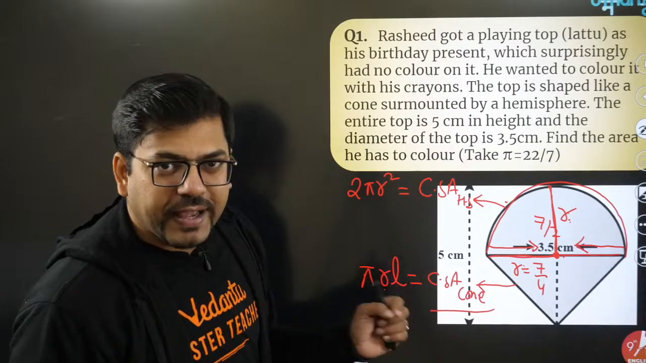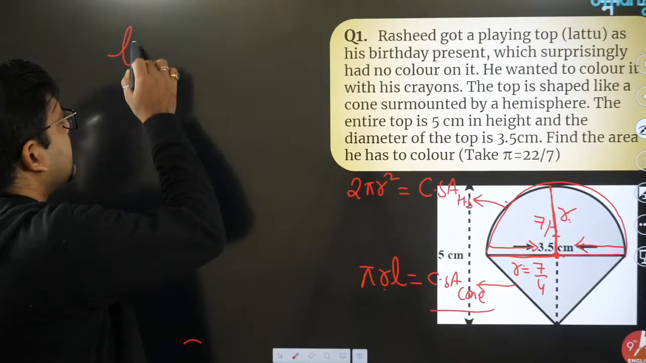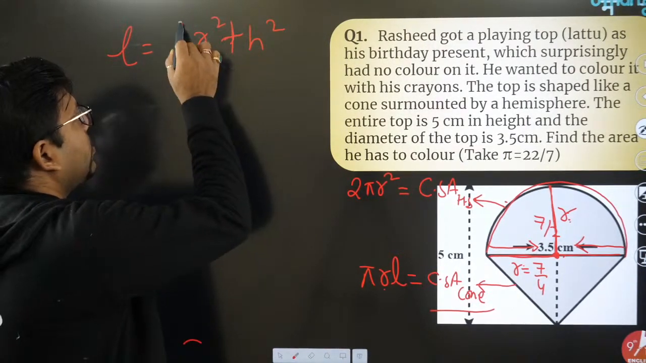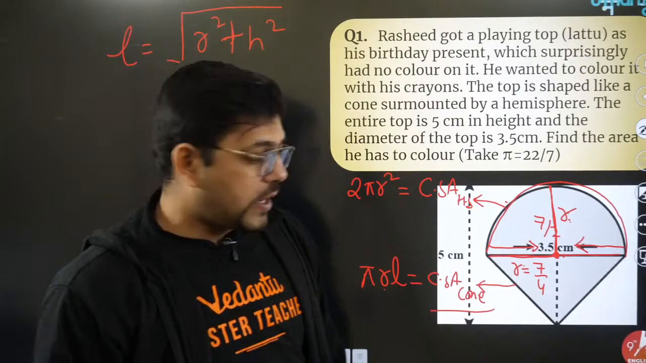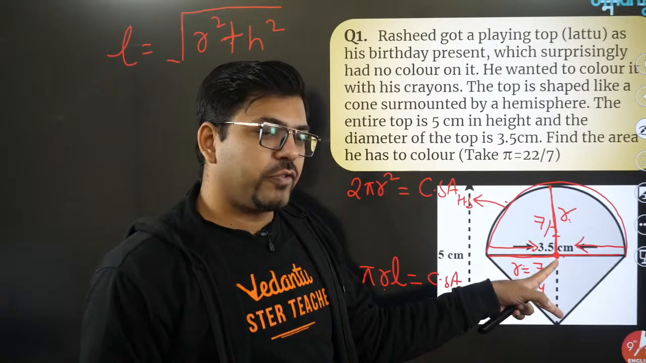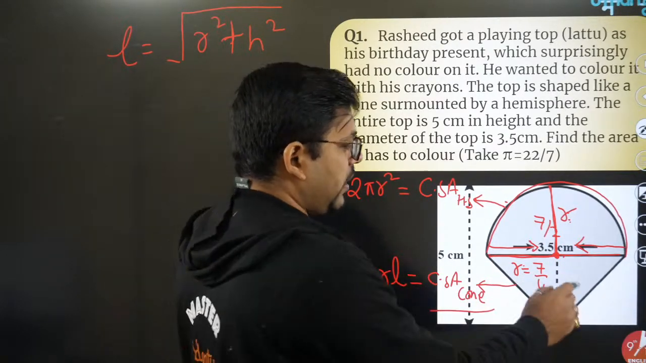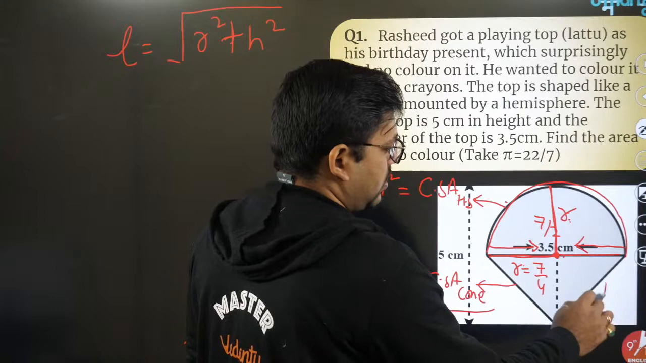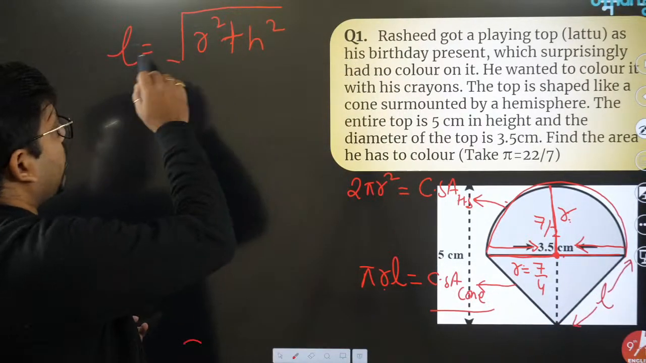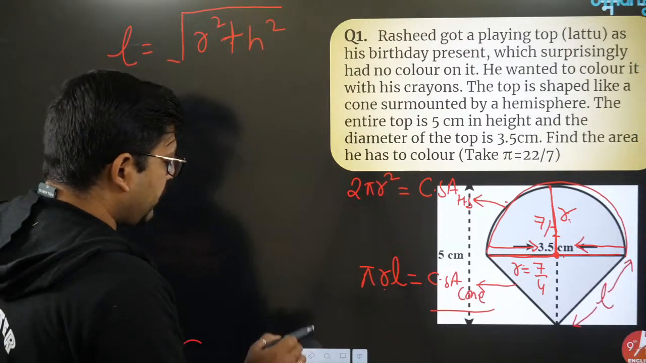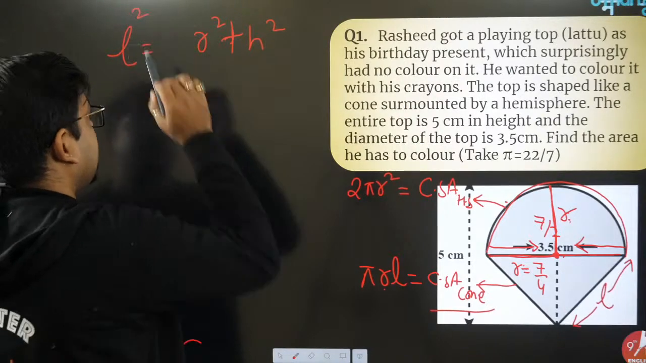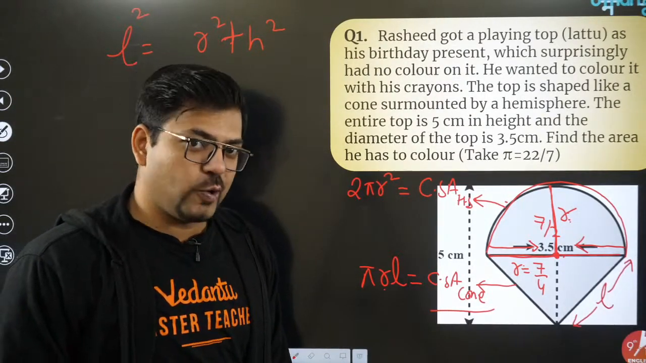So if we have to find l, let's do that. The slant height l is equal to root under r square plus h square, guys, isn't it? So this is the situation. This is r square, this is h square, which we have to find, and this is l, the slant height. So you have to apply the Pythagoras theorem. l equals root under r square plus h square, or you can even write that l square is equal to r square plus h square. This can also be written.